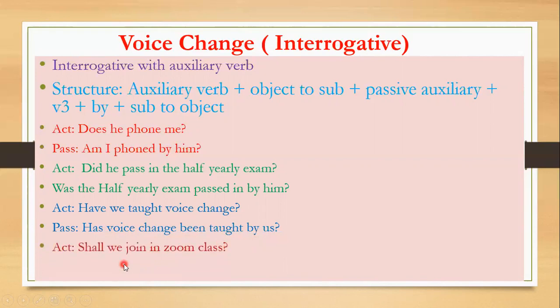Okay. Another one: Shall we join in Zoom class? Yes, will Zoom class. Why will? Because Zoom class is third person. That's why will has been taken at the very first. Will Zoom class be joined by us? Dear students, in this way you can turn active to passive of an interrogative sentence.